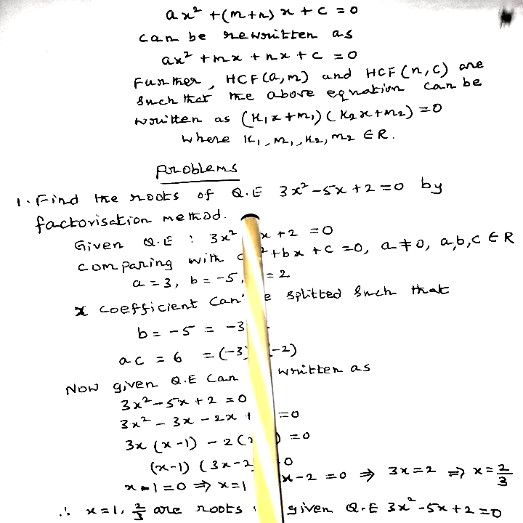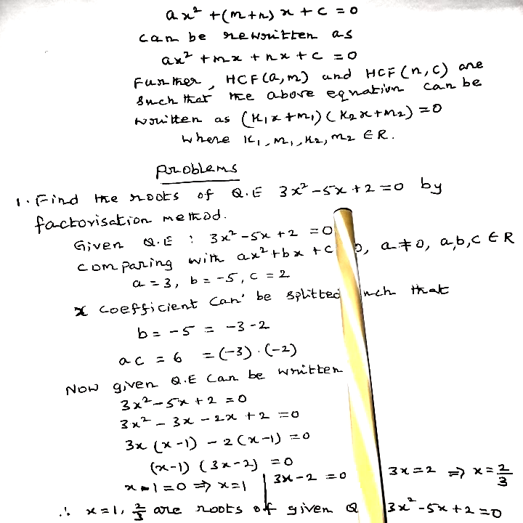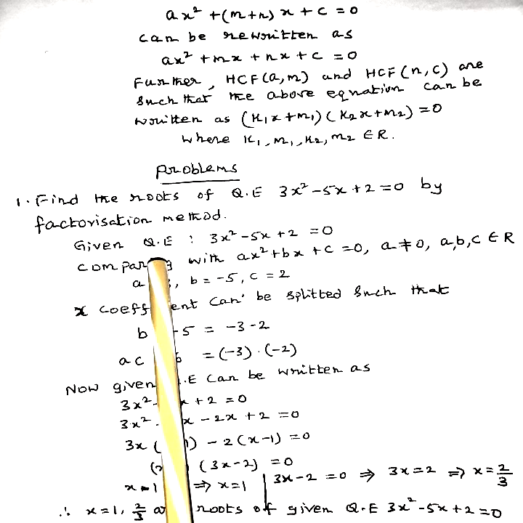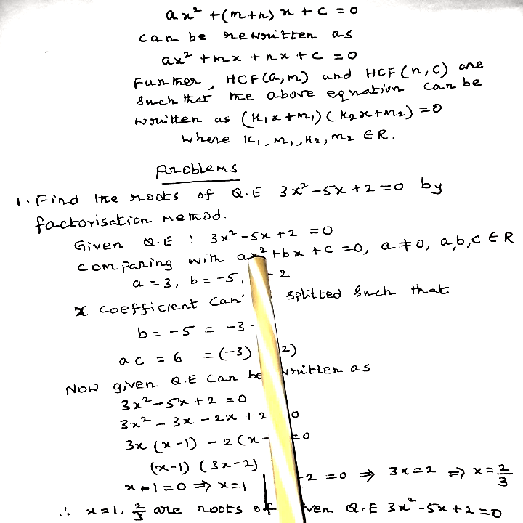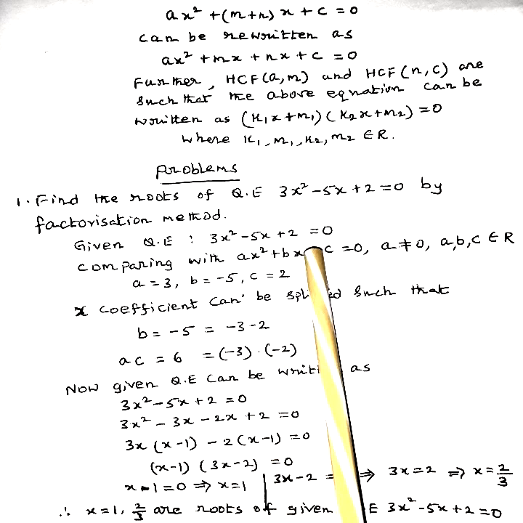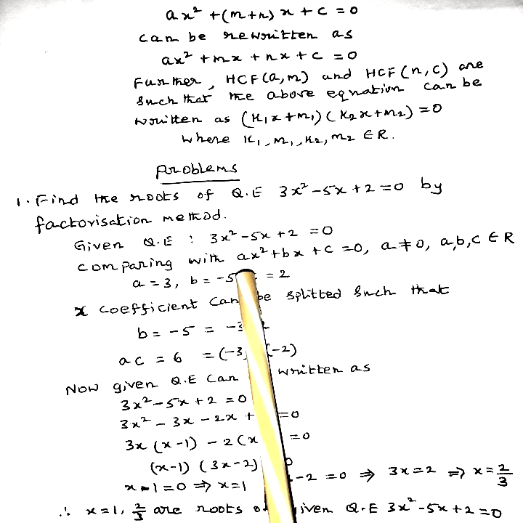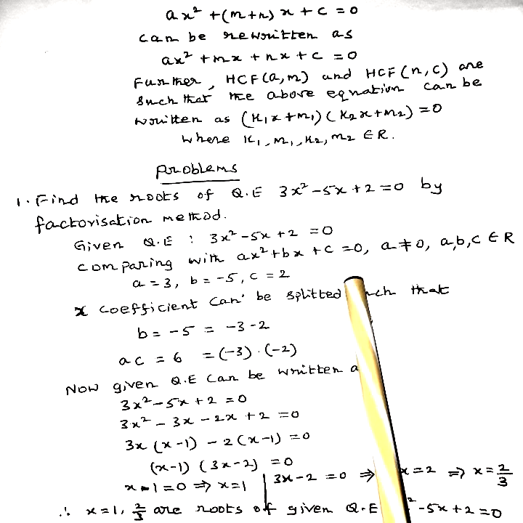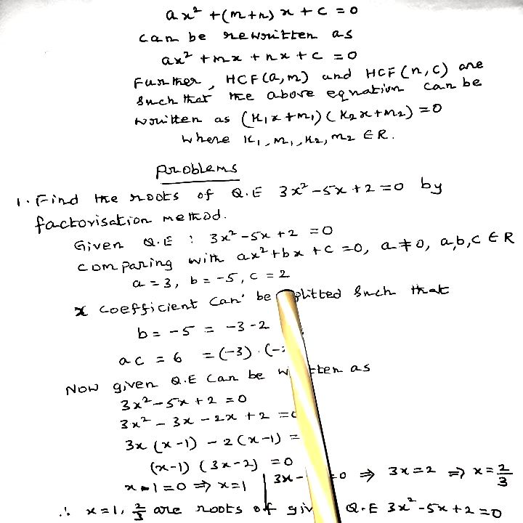Find the roots of the quadratic equation 3x square minus 5x plus 2 equal to 0 by factorization method. Given quadratic equation is 3x square minus 5x plus 2 equal to 0. Comparing with the standard quadratic equation ax square plus bx plus c equal to 0, we get a equal to 3, b equal to minus 5 and c equal to 2.